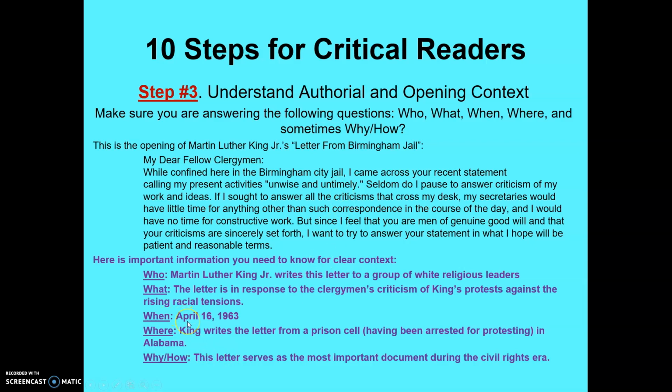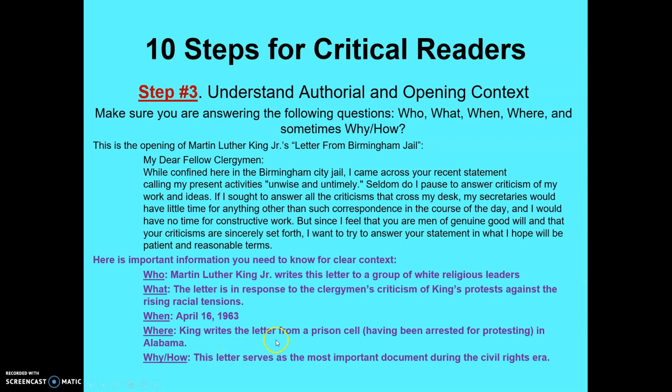When? This is happening April 16, 1963, where he's actually writing from Birmingham, Alabama, which you can see from the title of the work, but he's also literally in a prison cell. So he is composing this letter while in prison. And then, of course, the why and the how is super important here because this is probably considered, if not the most important, but one of the most important documents during the civil rights era.